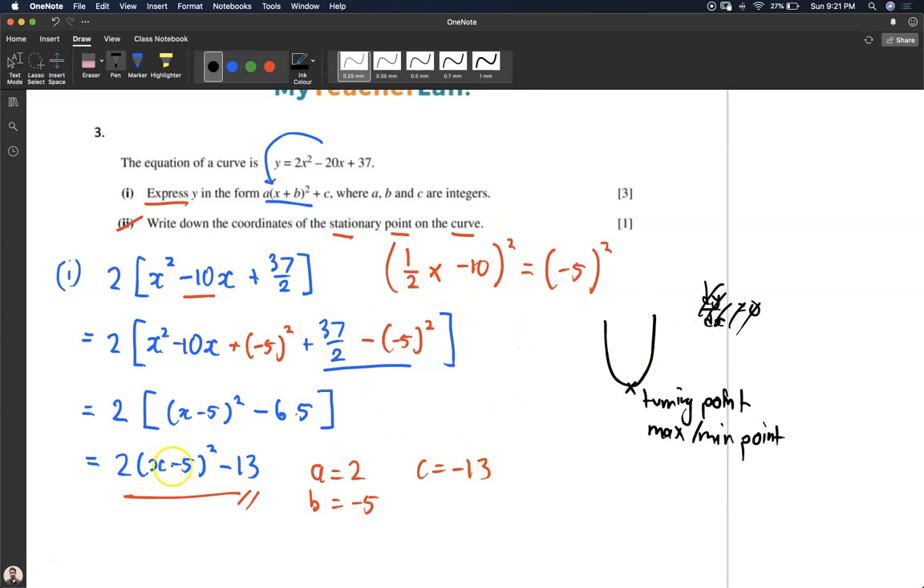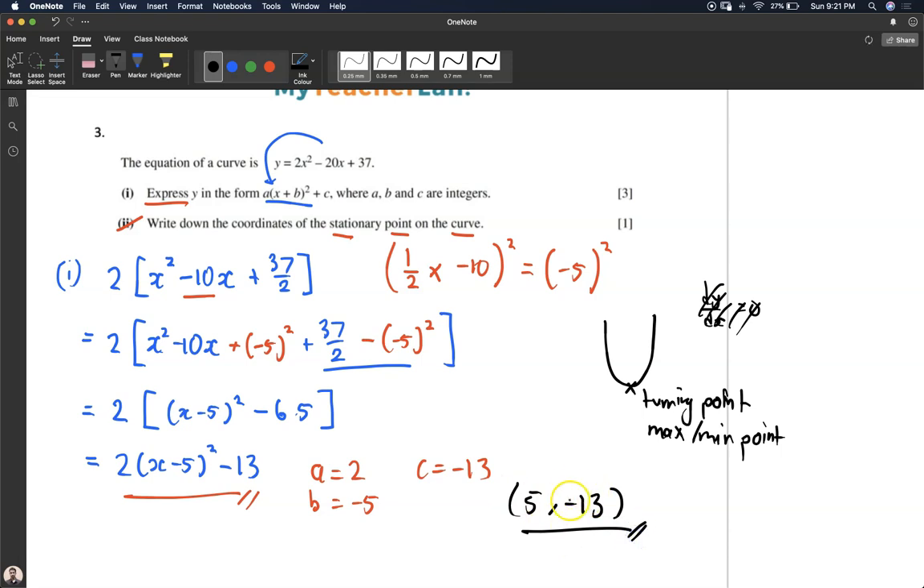So how do we get the stationary point? By using this. It's quite nice that this magically gives you the answer. Let me try and choose a different color. Okay, never mind, I'll just use black. So the stationary point is (5, -13).